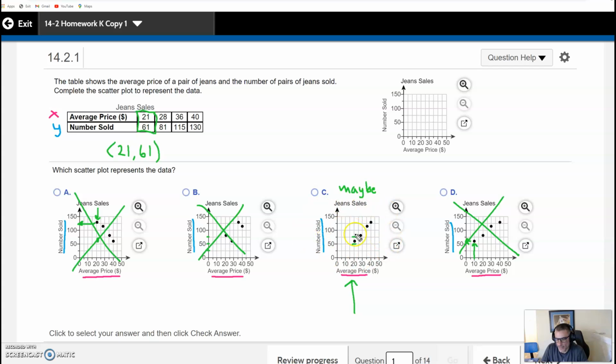So this one is definitely going to be my graph right here. And again, let's look at this last point, 40, 130. If I go over to 40, I go up. Well, this is 100, this is 125, and you can see that our dot is just a little bit above 125, which is about 130. All right, so this is going to be our scatter plot.